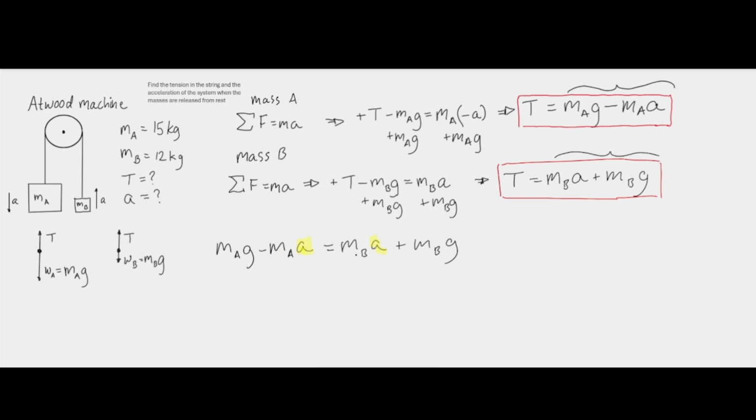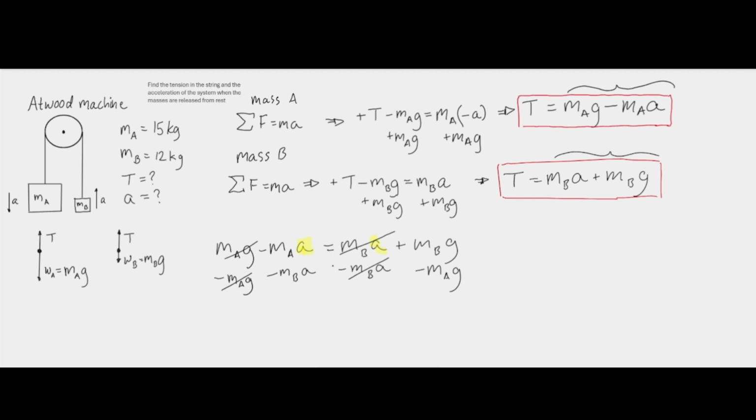So what I'm going to do to get a by itself is subtract m sub b times a from both sides. So minus m sub b times a. And I'm going to subtract m sub a times g from both sides. And we'll see what will happen here in just a second. So minus m sub a times g. So let's see. These two, this is a positive and a negative, so that's 0. And I have a positive and a negative, so that's 0.